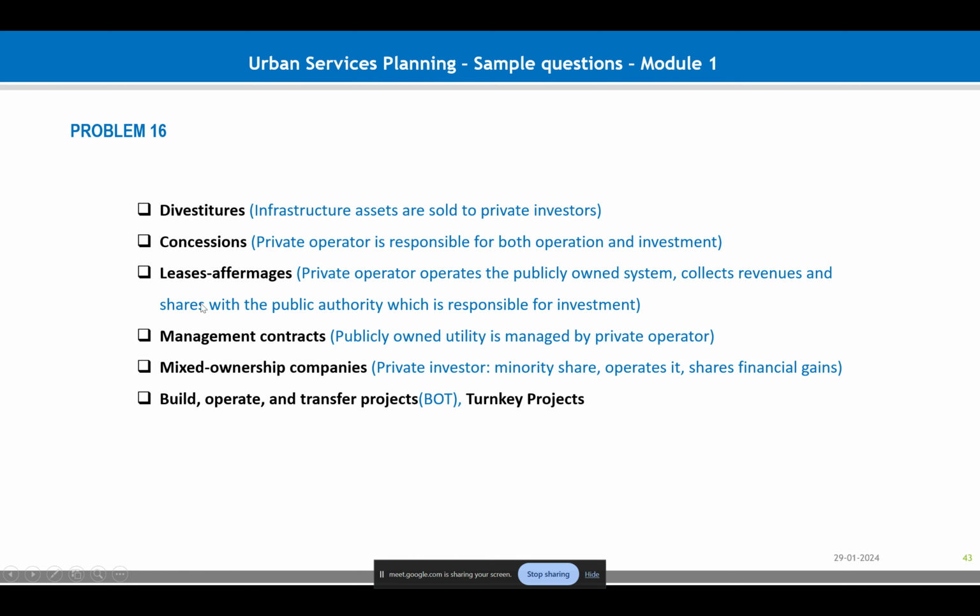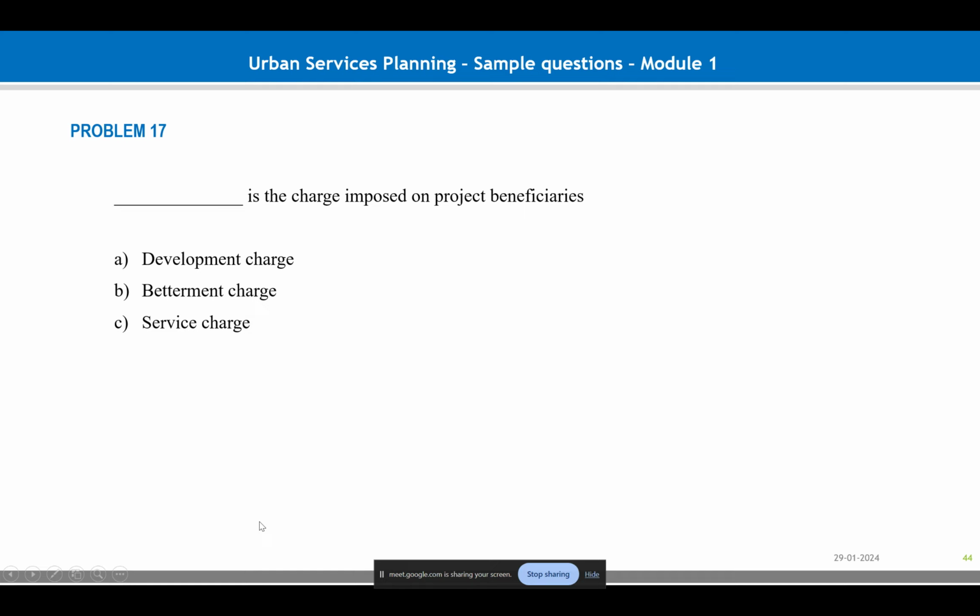So these are the different forms. Apart from whatever we discussed, there are also mixed ownership companies, where the private investor has a minority share and it operates and shares the financial gains. Then you have build, operate, and transfer projects also. Certain projects are being done that way. You just build, operate, and then you transfer it. So these are different PPP models, public-private partnership models, which are there.